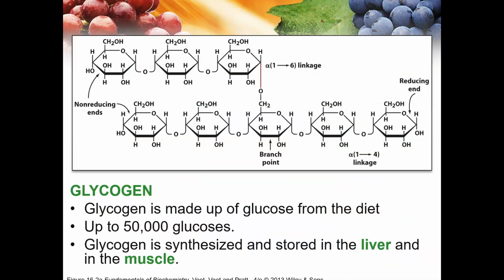So I wanted to show you what glycogen looks like. You might notice that I actually used the same picture as I did for amylopectin. So again, 50,000 glucoses, all alphas. They all come from glucose that was derived from the diet, and the liver has enzymes that are able to take those glucoses as raw materials and synthesize glycogen, and that happens both in the liver and in the muscle.